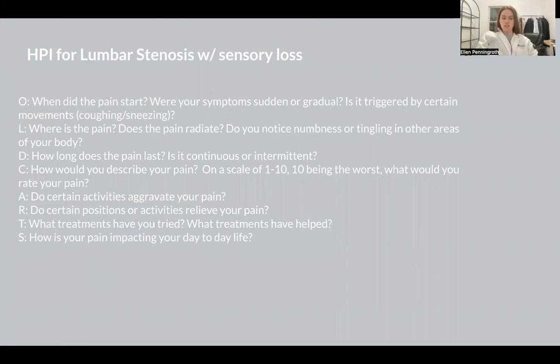We want to know if certain activities aggravate their pain or if certain positions or activities relieve their pain. We want to know what treatments they've tried at home and what treatments have helped. And then how much is their pain impacting their day-to-day life?